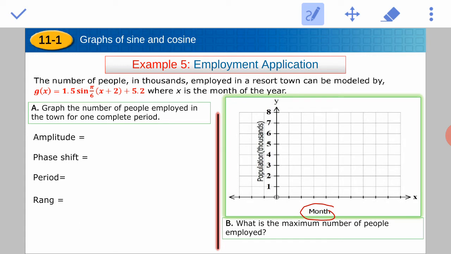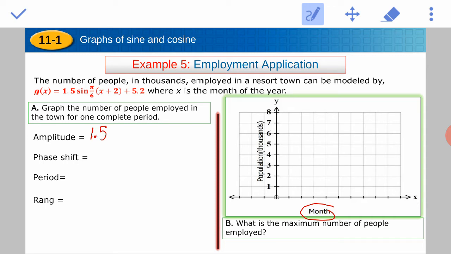A couple of things are needed in this employment application. We need to graph the number of people employed in the town for one complete period. So we need to create the graph that represents this trigonometric function. Later we need to answer one question. We need to start with the important characteristics of this function. Let's start with the amplitude. The amplitude of that function is going to be 1.5.